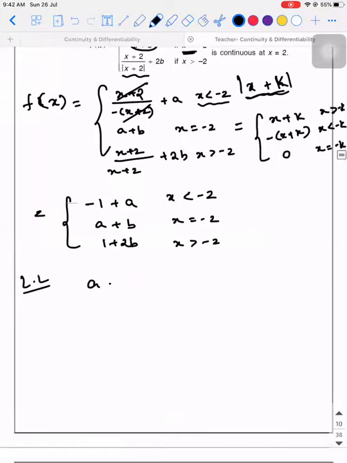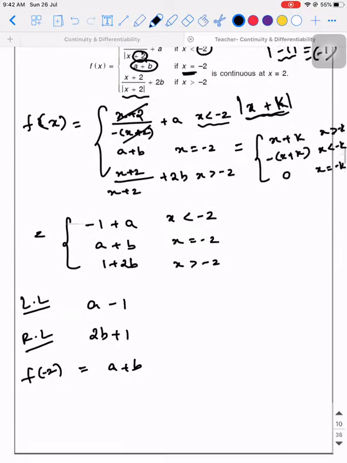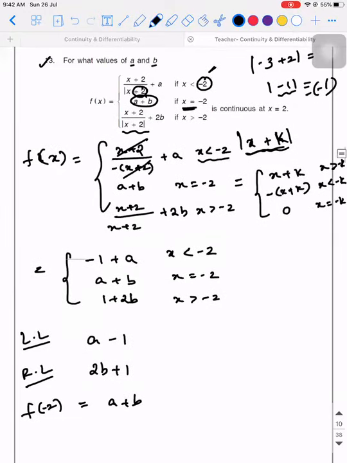Left limit is a minus 1. Right limit is 2b plus 1. Function value is a plus b. They have asked for what values of a and b is the function continuous.